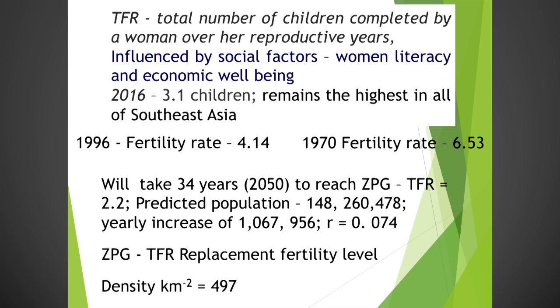Now take note that in 1996, the fertility rate is 4.14. It means on the average, a Filipino woman at that time would have 4 children. But in the 1970s, which I have pointed out earlier, the fertility rate was very high. On the average at that time, a Filipino woman has 6.5 children. And that's because our population growth at that time was about 3%, 2.98%.